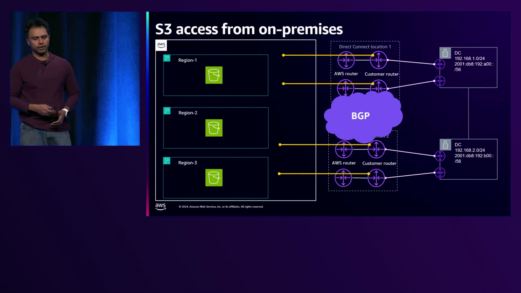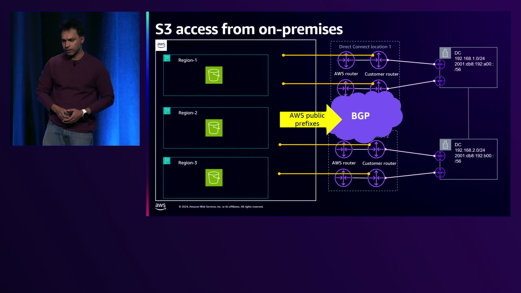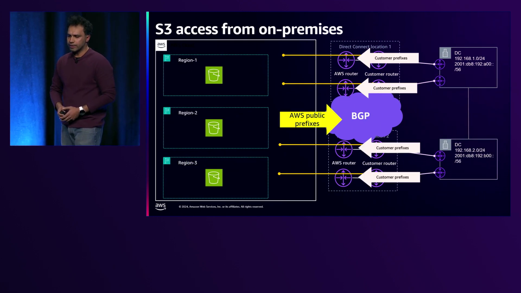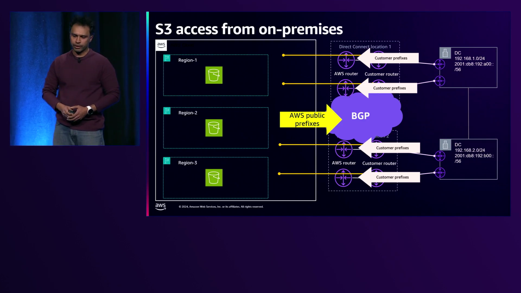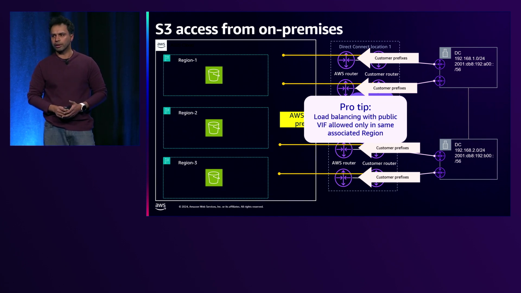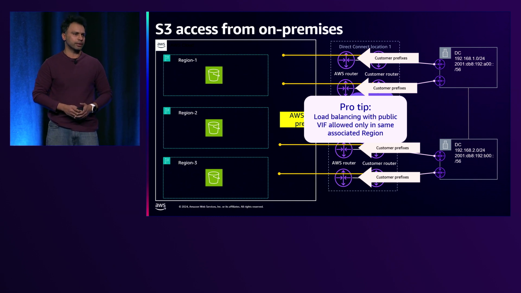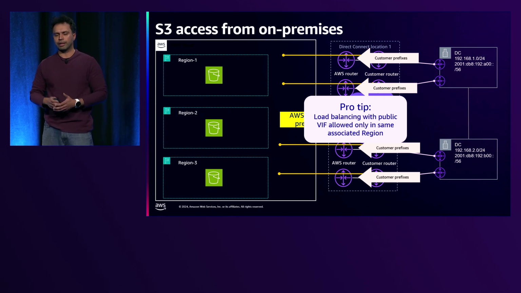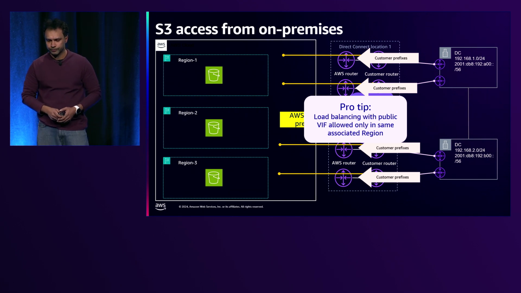Once BGP is up, you see AWS's public prefixes. You start advertising your public prefixes to us. And the pro tip here is load balancing with public VIF is only allowed in the same associated region, which means in this case, you can load balance across the 2 locations if they are associated with the same AWS region. You can go through the documentation to understand which AWS region the Direct Connect location where you have connections is associated with.